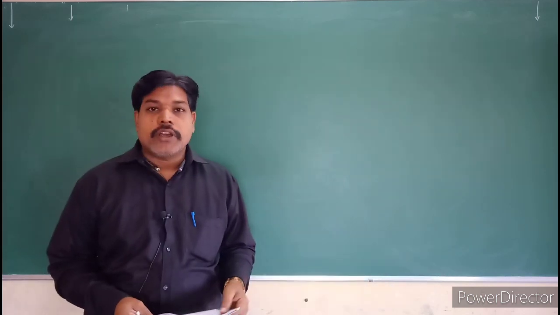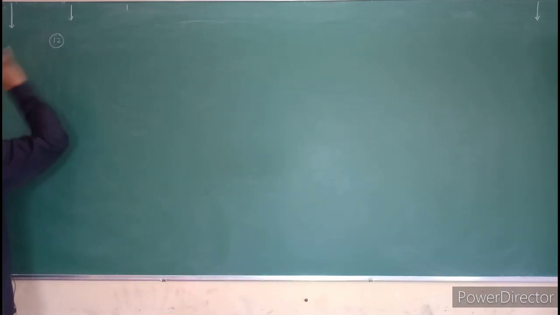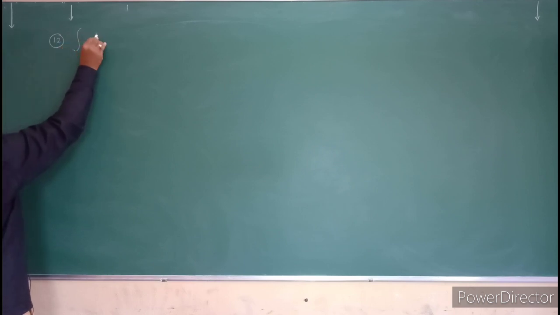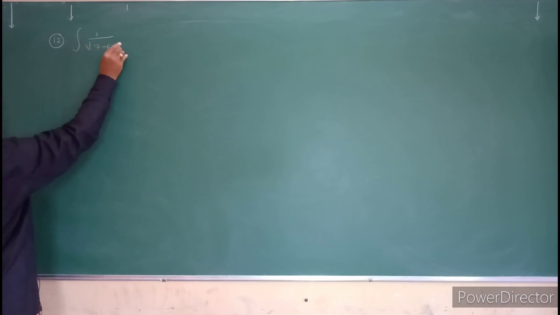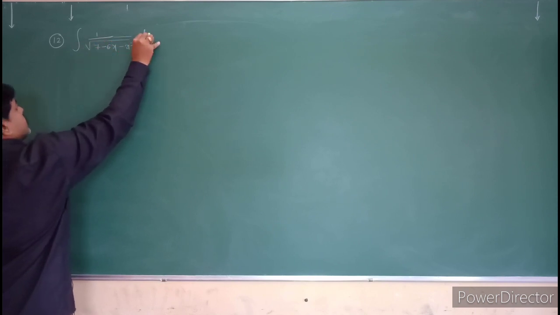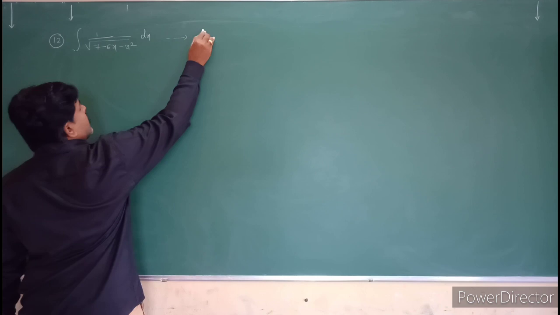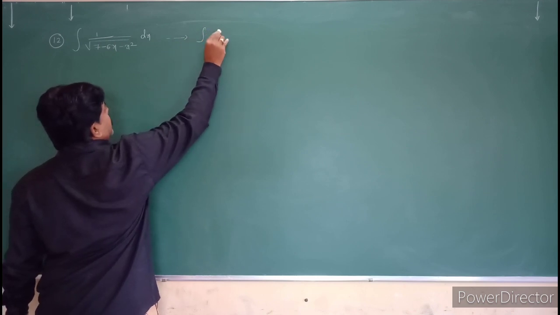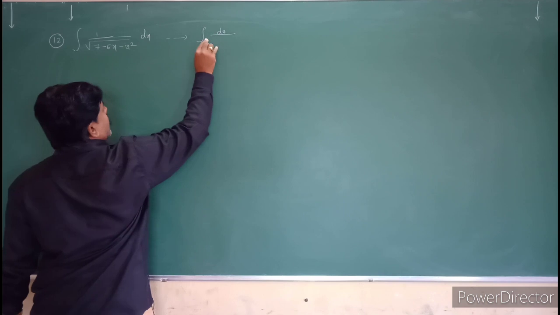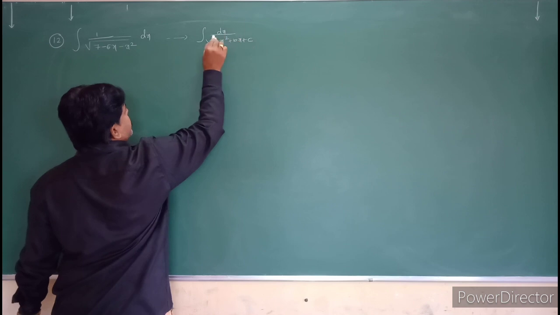The next question, question number 12. See that question, students. Integral of 1 by root of 7 minus 6x minus x square into dx. What is this type of question? It is nothing but integral dx by root of ax square plus bx plus c.